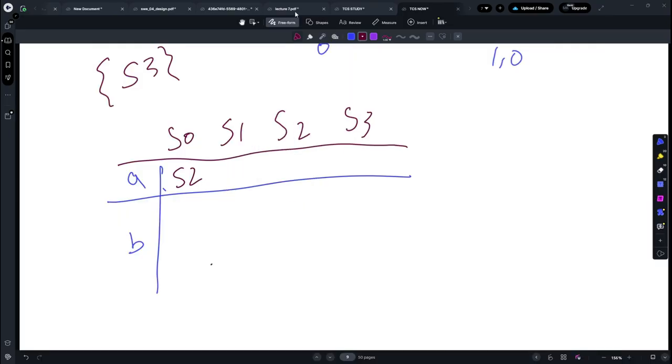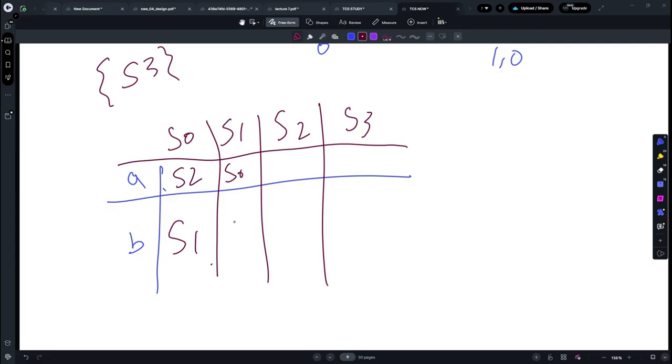So now what happens is that you just basically write, first of all, the different states that we have. State 0 reads an A and goes to S2, reads a B, goes to S1. State 1 reads an A, goes to S0, reads a B, goes to S3. State S2 reads an A and goes to S0, reads a B, goes to S3. Then S3 reads an A, goes to S2, reads a B, goes to S3.